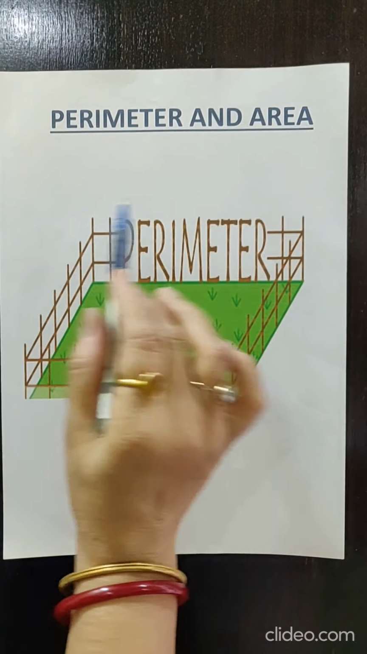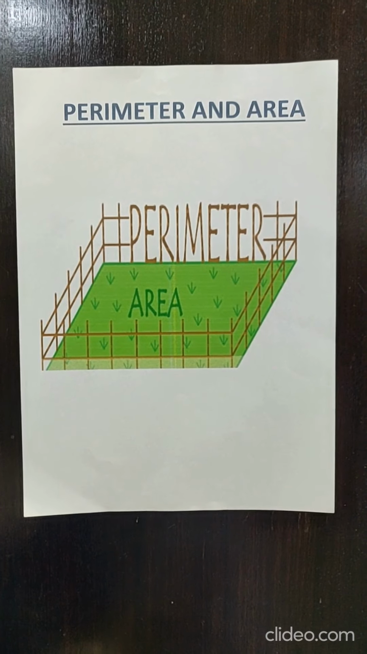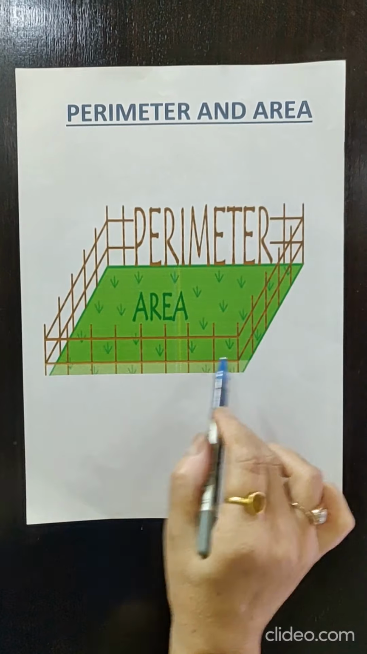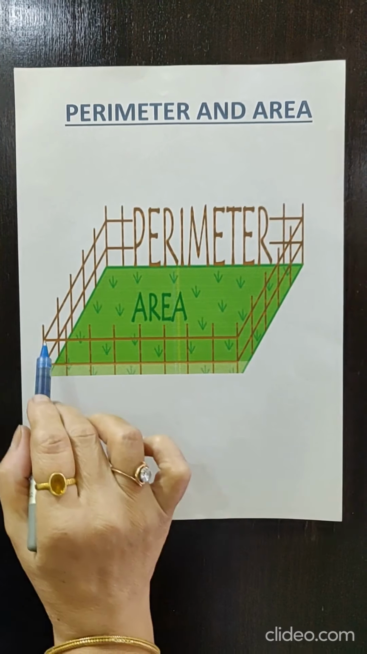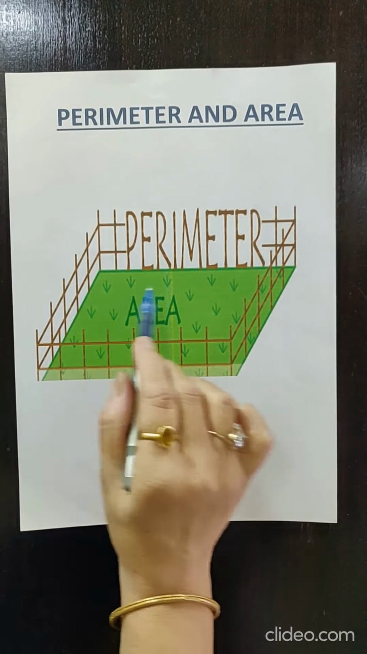Today's topic is perimeter and area. Let us understand this concept with the help of this picture. This is a picture of a lawn which is covered with grass and is fenced with pickets and wire. Now this space is covered with grass and on the boundary there are pickets and wire. So how much space of the lawn is covered with grass?